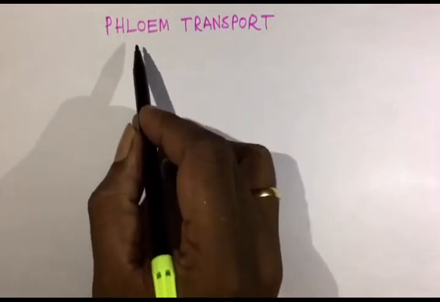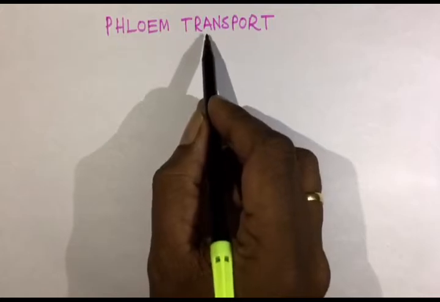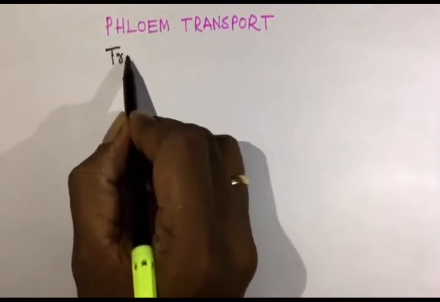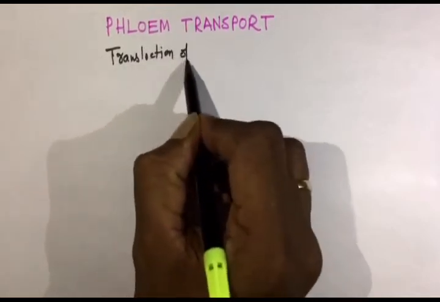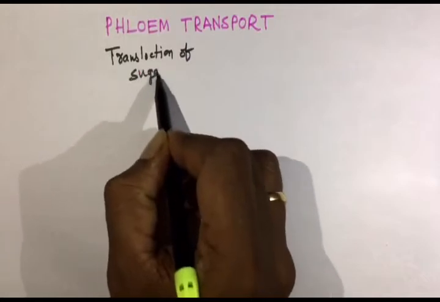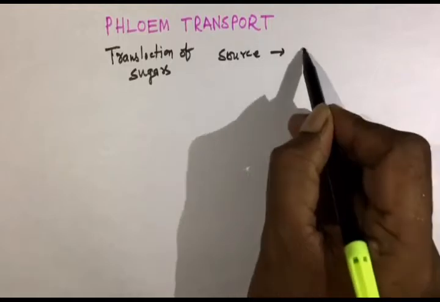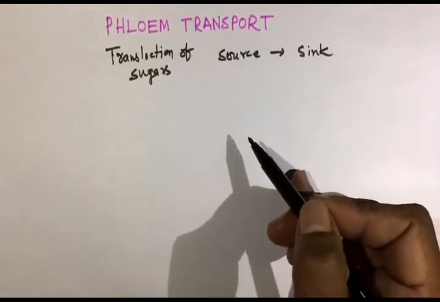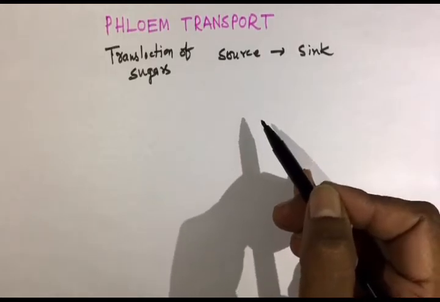In this video I am going to explain you about phloem transport. Phloem transport is nothing but translocation of sugars from source to sink. So translocation of sugars from source to sink is called phloem transport.